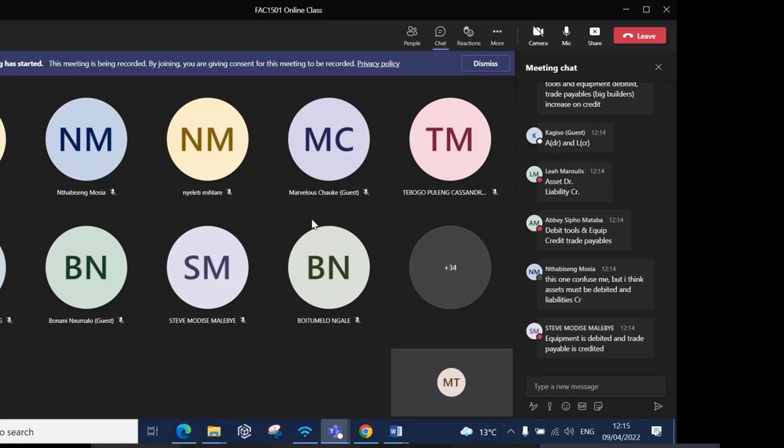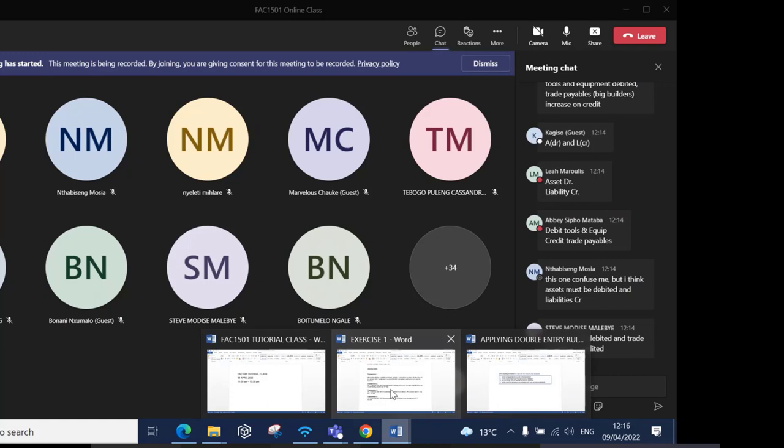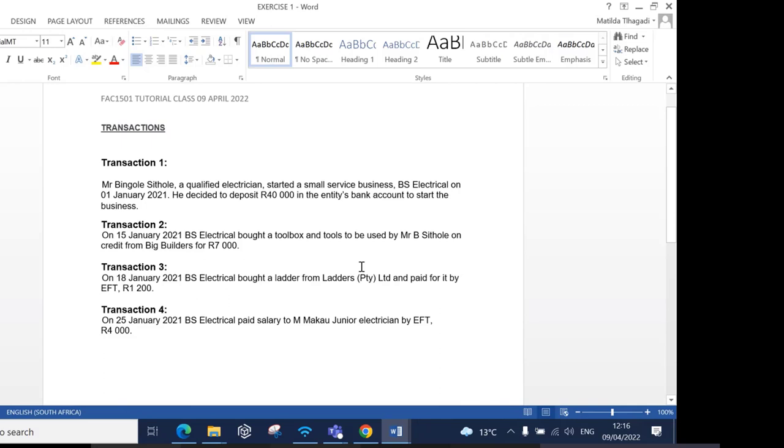The first thing is the source document. You've got the bank statement, which says Mr. Bingoli has deposited 40,000. So on the bank statement, you see 40,000. Then the next step is you record this in your cash receipts journal. In the cash receipts journal, you debit bank and credit capital.